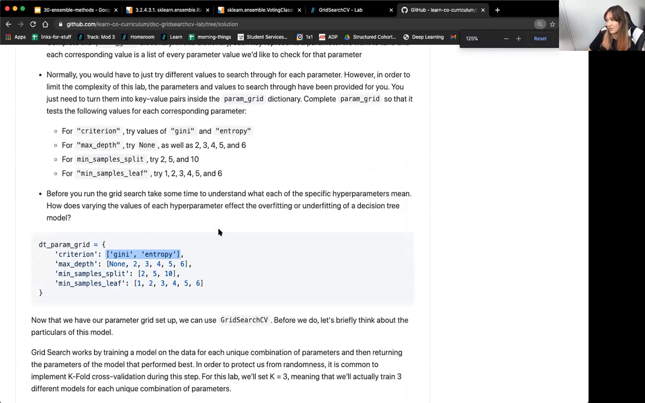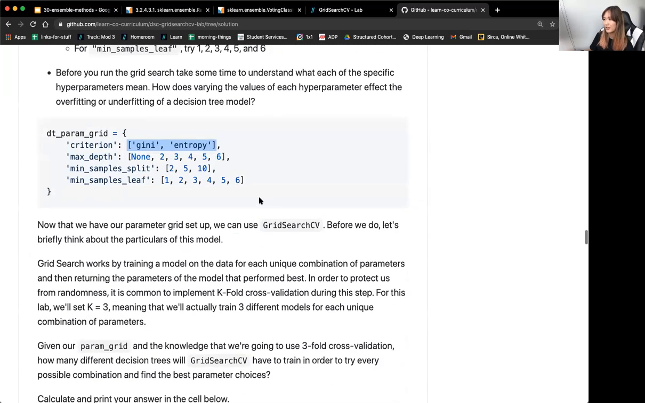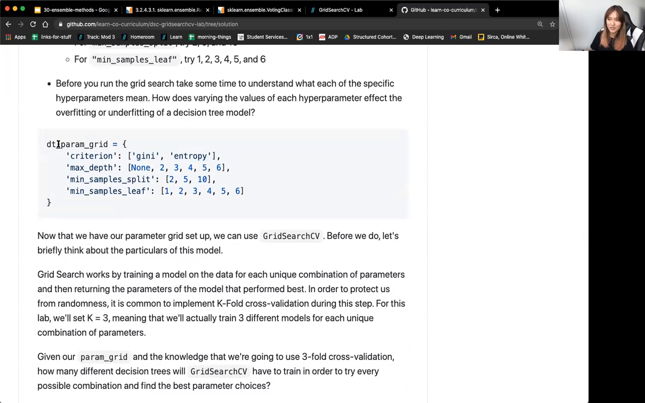Let me zoom in a little bit so it's a little clearer. There we go. So this is decision tree. This can be whatever you want to call it. This is just decision tree parameter grid. You can see here, you have our two criteria, our two cost functions. We have different depths, so they're going to test max depth and also trees of 2, 3, 4, 5, 6. Number of minimum samples before you can make a split, and the minimum samples you can have in your leaf.